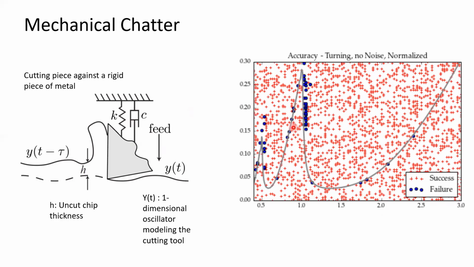And then the line in gray is the boundary between the chatter and not chatter regions. And then the red cross means success, that the classification of the system was correct using persistence diagrams. And then the blue dots is failure. And then the failure happens, as would be expected, in the boundary between the two states.